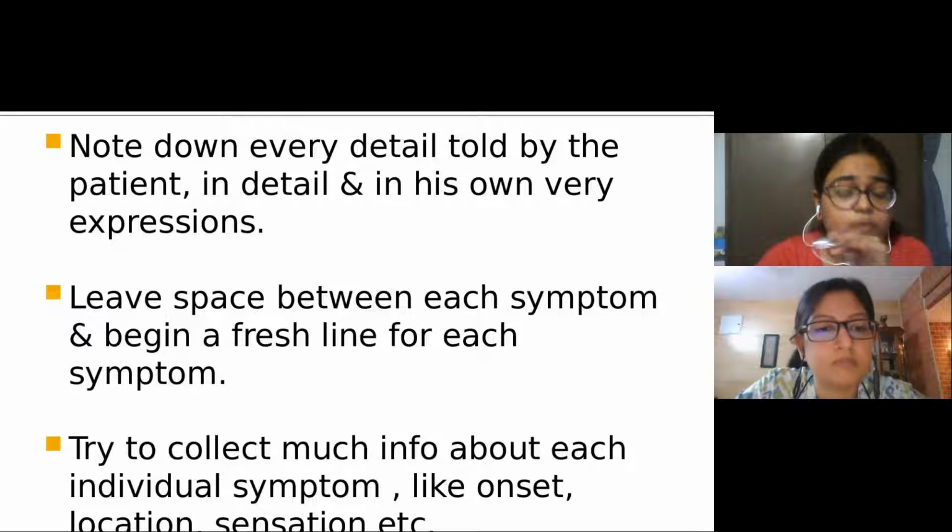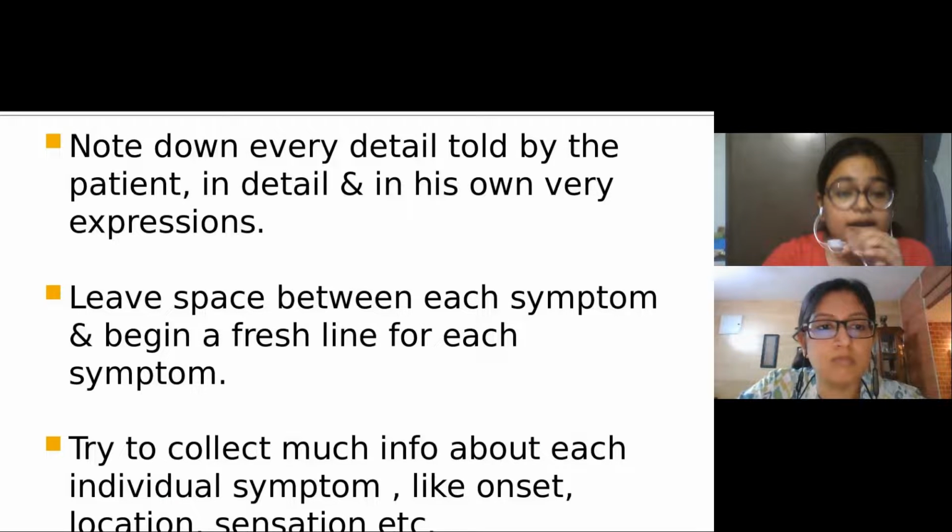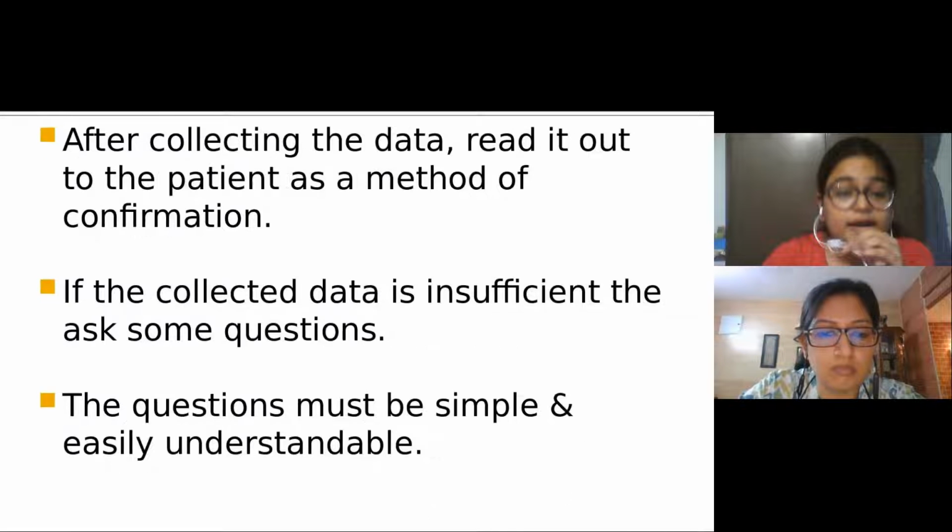Then try to collect as much info as possible about each individual symptom, like its onset, its location, its sensation, its concomitants, its modalities. So we can complete it later by asking questions if the patient does not speak completely. Then, after collecting the data, read it out to the patient as a method of confirmation. If the collected data is insufficient, then ask some questions. Then we have the permission to ask questions to complete each individual symptom.